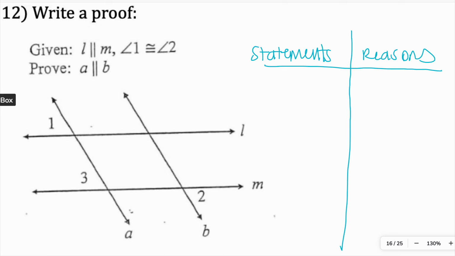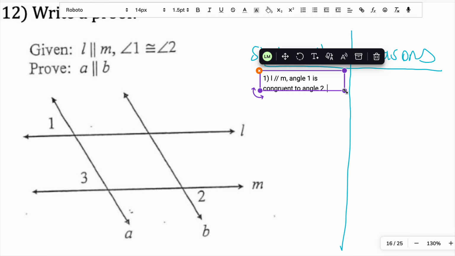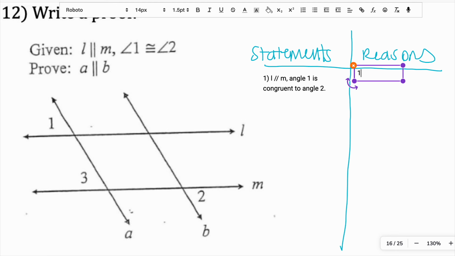And then I'm going to use my text box to actually type it. So statement 1 is L is parallel to M, and angle 1 is congruent to angle 2. So that'll be my given for statement 1.